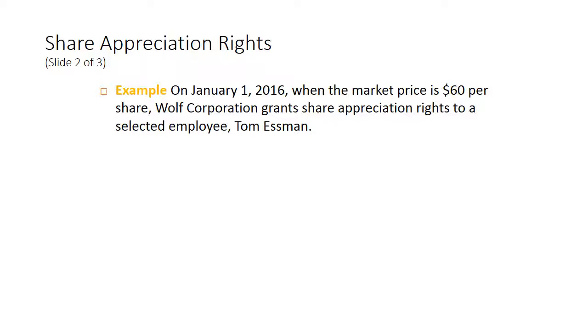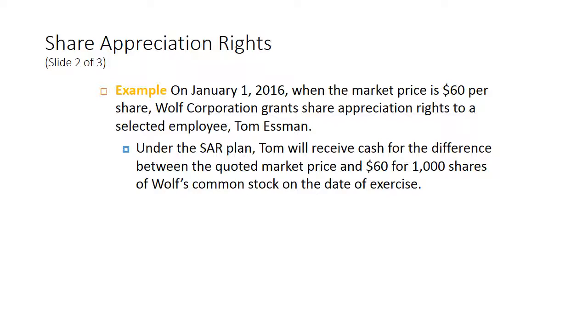Now, here's an example. On January 1, 2016, when the market price is $60, Wolf Corporation grants share appreciation rights to selected employee Tom Essman. Under this plan, Tom will receive cash for the difference between the quoted market price and $60 for 1,000 shares of Wolf's common stock on the date of exercise. So that's the plan. He'll receive cash for the difference between the market price and $60 on 1,000 shares of common stock on that future date of exercise.